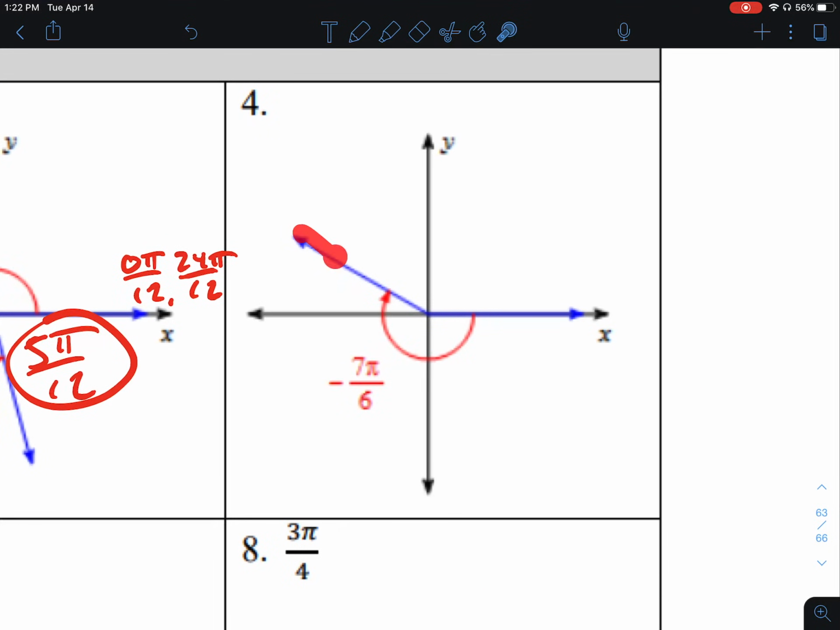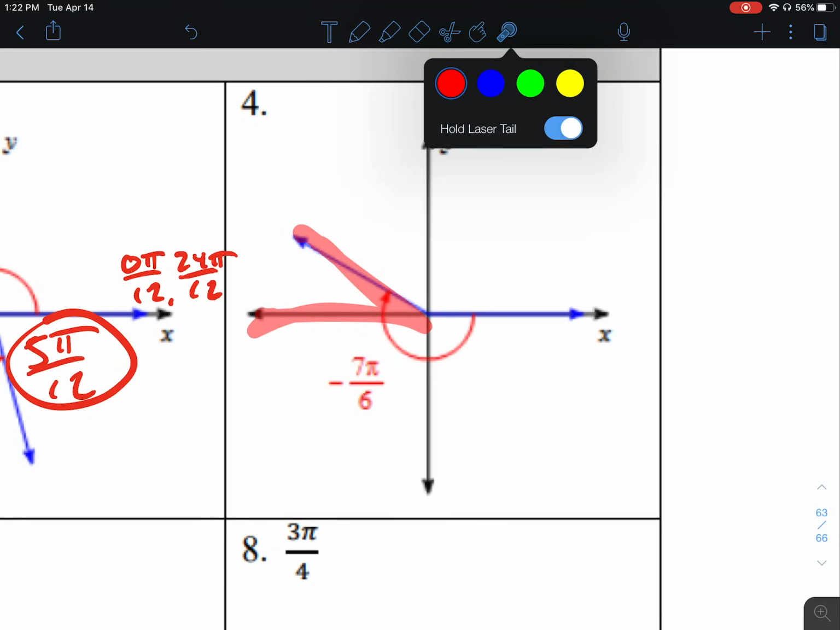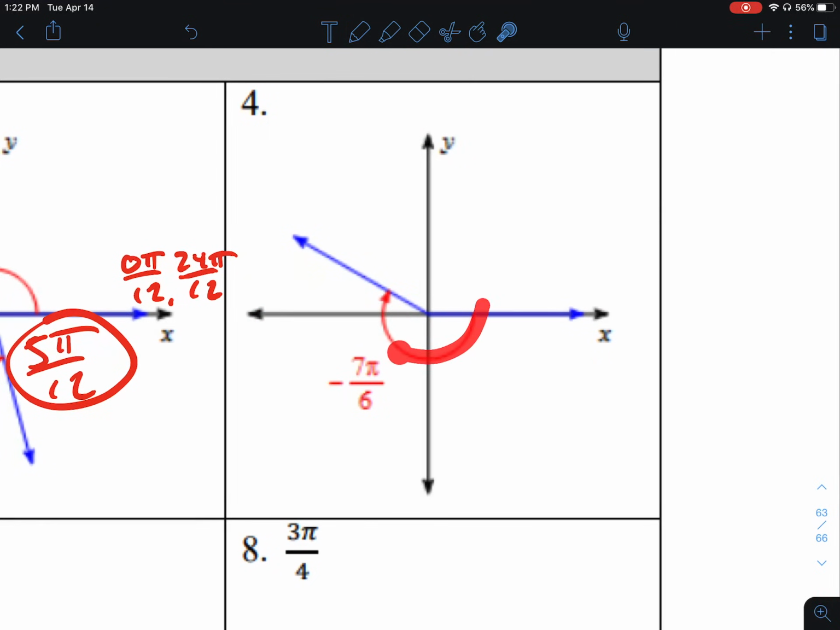Number four, the reference angle would be this angle here. This is negative 7 pi over 6. And then the negative x-axis is negative 6 pi over 6. The difference between those is 1 pi over 6. Make sure your reference angle is always positive.